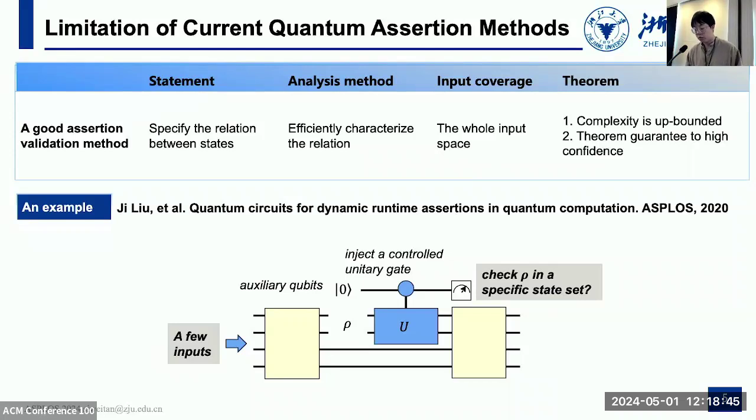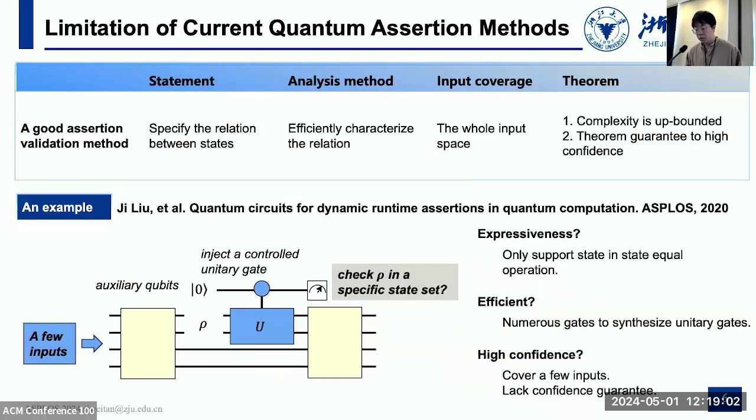However, current work still has some limitations. Take the work of Liu et al. as an example. It injects controlled unitary gates and auxiliary qubits to implement a non-destructive measurement. They have the ability to check whether a runtime state is in a specific state set. This method is a very representative work to implement a dynamic quantum assertion.